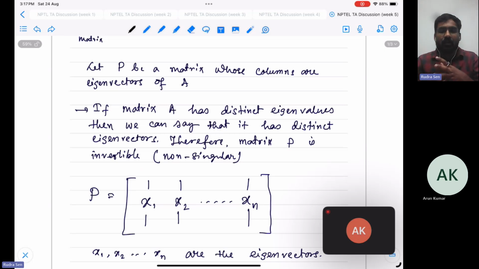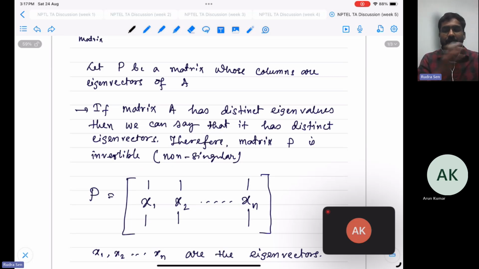Now in the previous class, you have studied that if a matrix has distinct eigenvalues, we get distinct eigenvectors. That means, let's say a matrix is 3 cross 3 and it has eigenvalues lambda 1, lambda 2, and lambda 3.